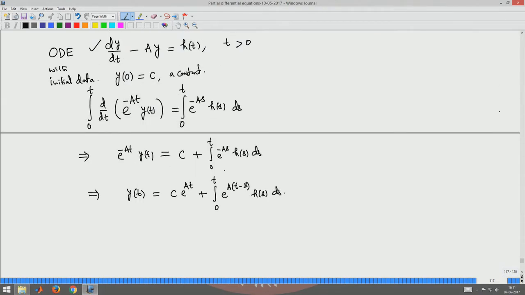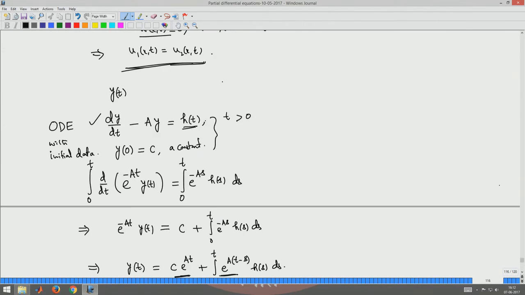So, you can see that for this problem, e power a t is called a propagator. It acts on the initial data, and the propagator operator also acts on the non-homogeneous data. Along with this, we can draw a parallel to whatever is happening here for this ordinary differential equation with the initial data. So, we can draw the parallel for the heat equation along these lines.